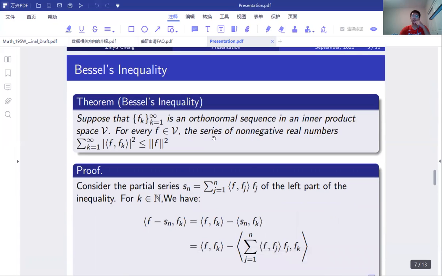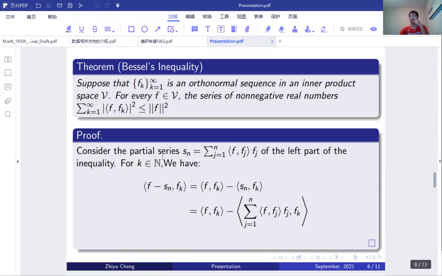Next, we'll go through Bessel's inequality. Bessel's inequality is defined in an inner product space. We have, if f_k is an orthonormal sequence, like the one we showed to be orthonormal in the last proof, then for every function in this space we have the following conclusion. The series of these inner products is smaller than or equal to the square of the norm of f. We have a proof here.